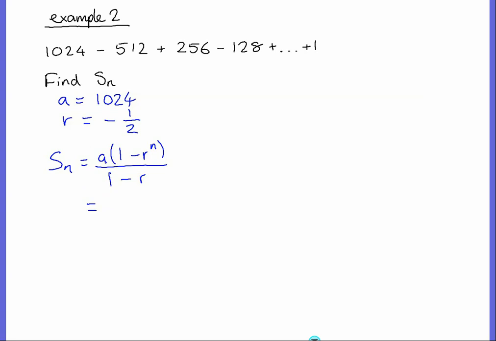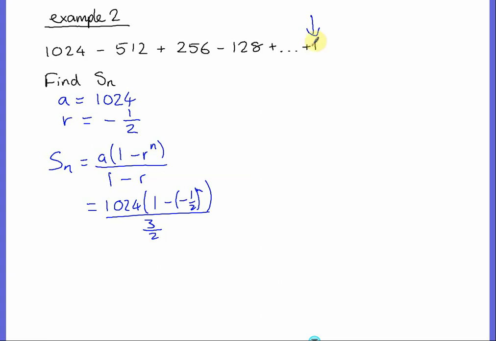So sum of n, we need to know how many terms there are, which they've not told us, but we can definitely work it out. So we've got 1024, 1 minus r, so that's minus a half to the n, over 1 minus a half, that's 3 over 2. But we need to know what n is, so let's have a little think.